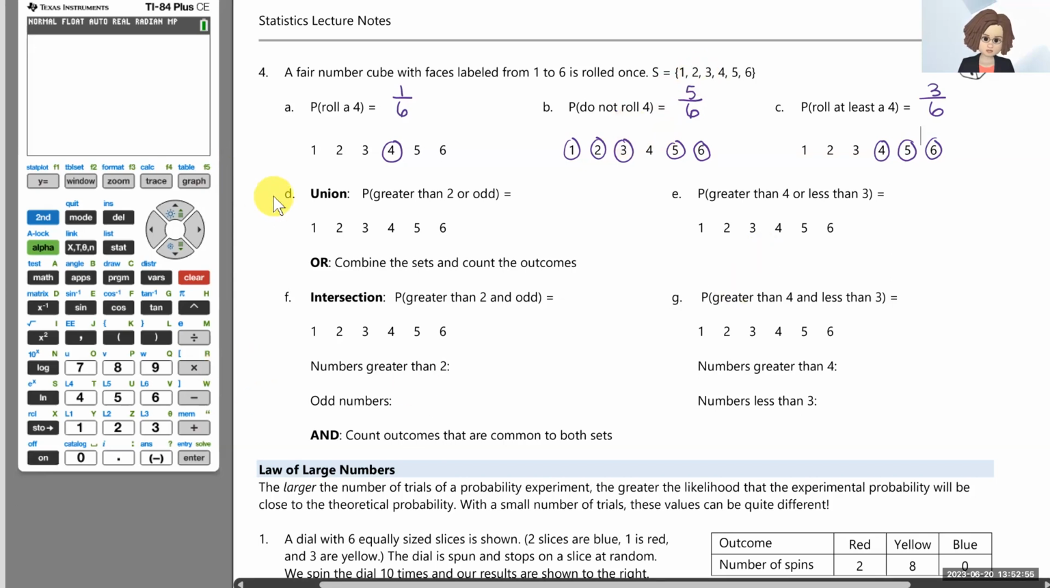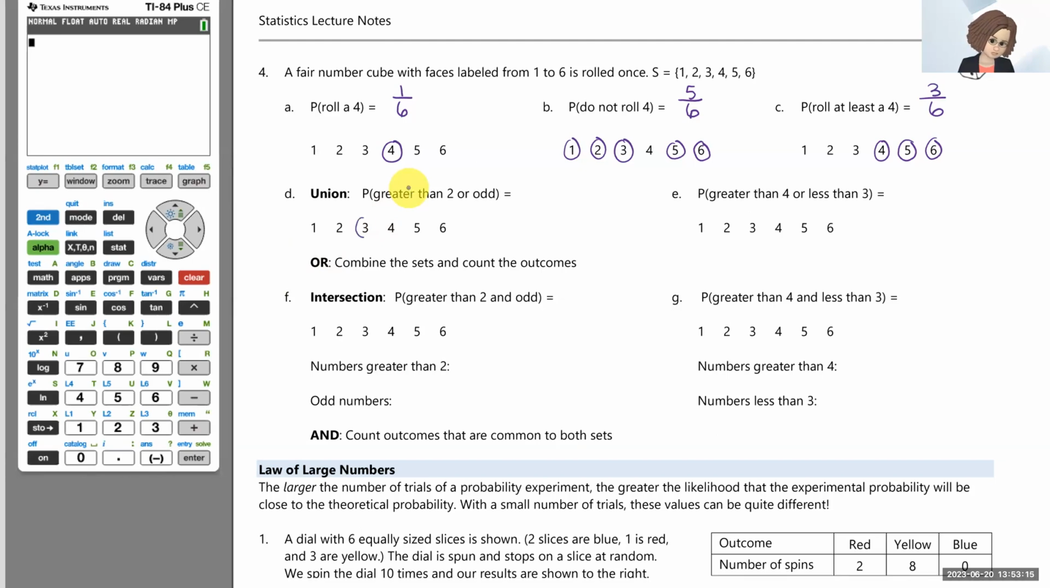And then let's return to our idea of union. So union is when we see or in probability. So probability of getting a number greater than 2, or it's odd. So or means combine the sets and then count those outcomes. So we'll take every number greater than 2.